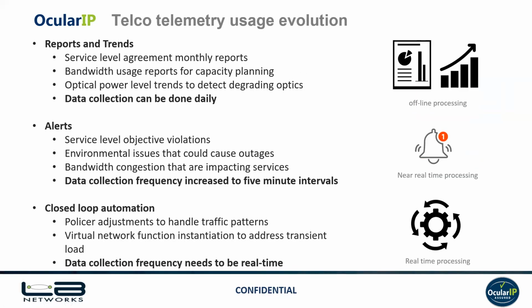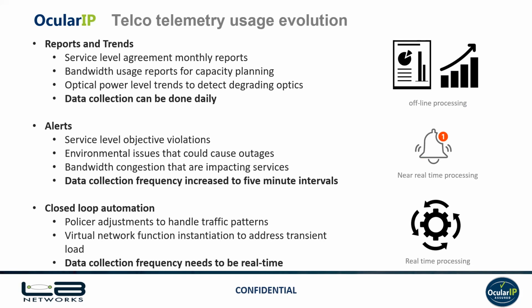The frequency of the data collections has been greatly influenced by how the telco telemetry data is used. It was originally used primarily for reports and trending. Typical uses would be to produce monthly service level agreement compliant reports or bandwidth usage reports that could be looked at for long-term capacity planning of network growth. In these cases, the data collection could be done daily, and the data was very much used in an offline processing model.